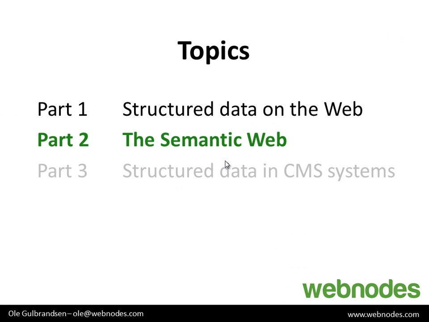And this leads me to the second part, which is the Semantic Web. And this is really what the Semantic Web is all about. It's about providing a standard for structured data on the web that enables machines to talk to each other in a standard format, and also makes it easier for search engines to understand the contents of websites better.